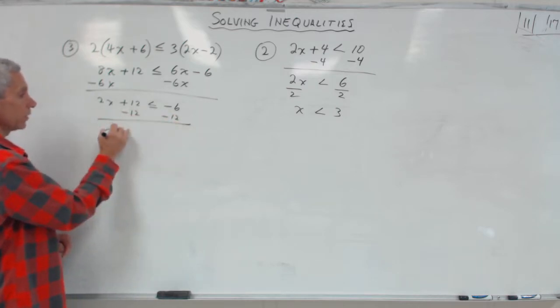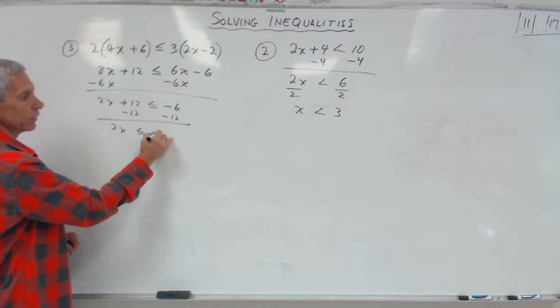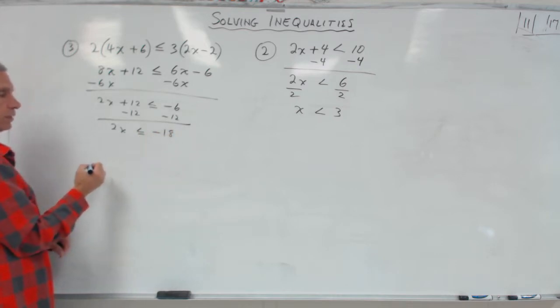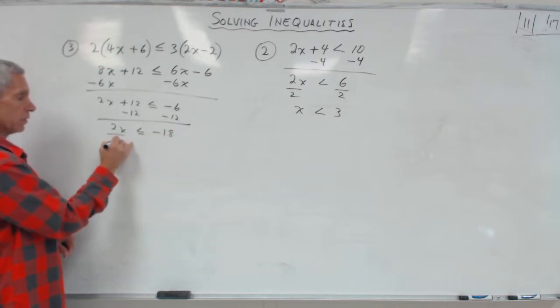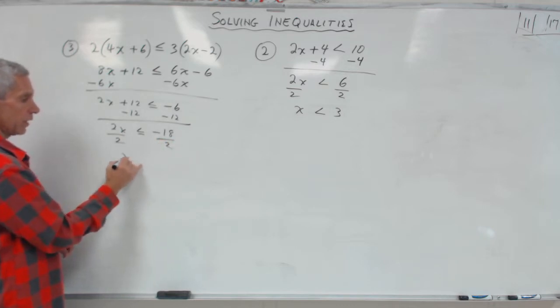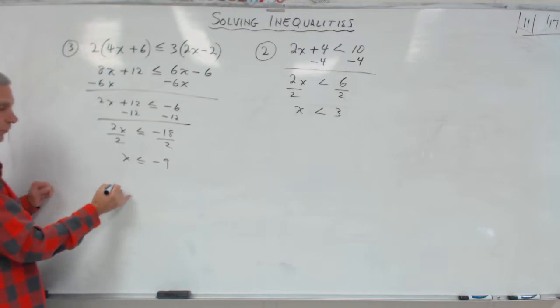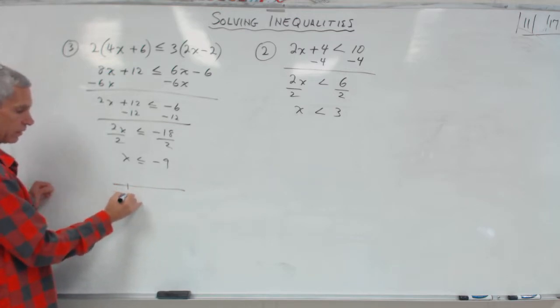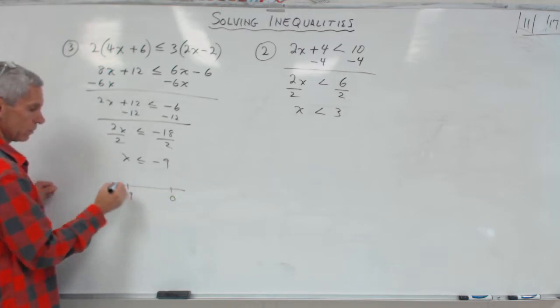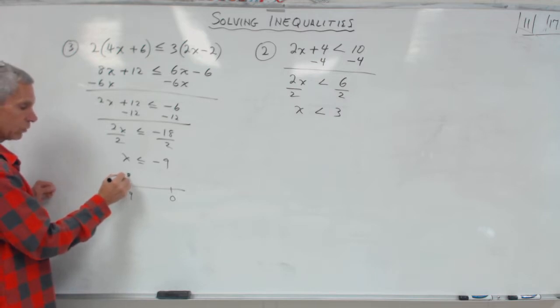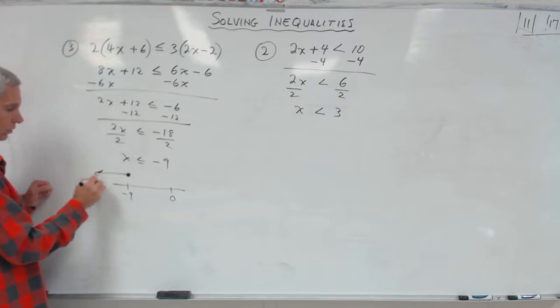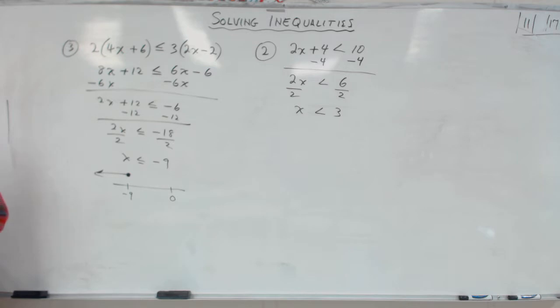Minus 12. So I have 2x is less than or equal to negative 18. Now what do I do? Divide by 2. X is less than or equal to negative 9. Great. Now we have to graph it. Here's negative 9. Here's 0. It's less than or equal to. It's solid. And it goes less than.